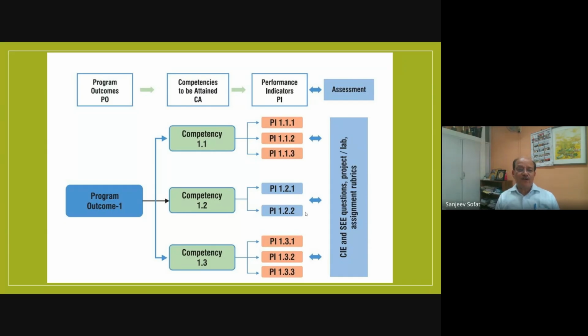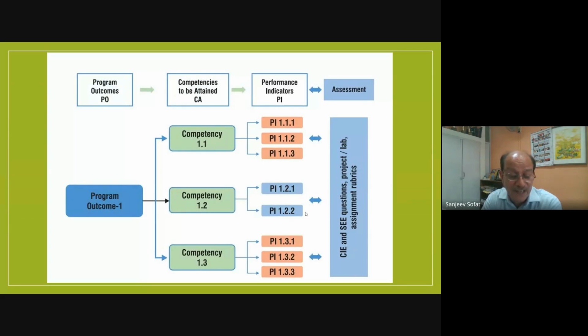Now, let's say you talk about any program outcome. What sort of competencies would you like to attain for that? Obviously, the moment I say program outcome, there are some competencies we have to have. We say it's knowledge, skill, and attitude. So what sort of competencies, and then what sort of performance indicators are there through which I can find out whether they have been attained or not, and how exactly I can assess it. Let's say this is a broader perspective.